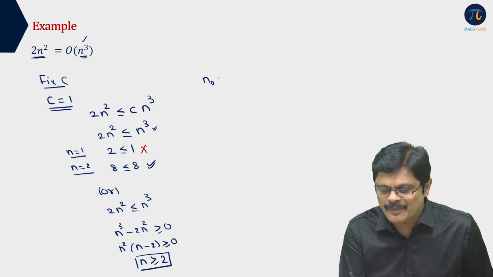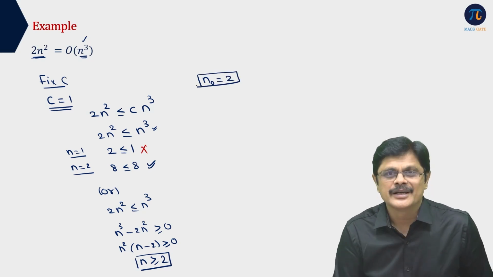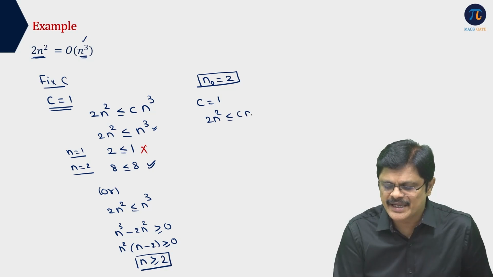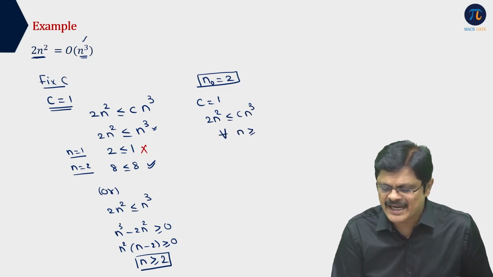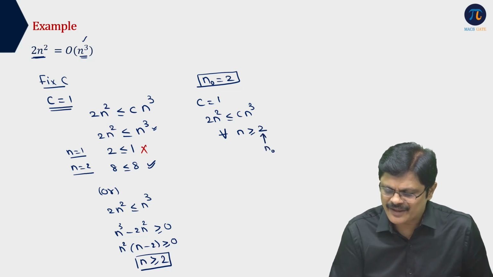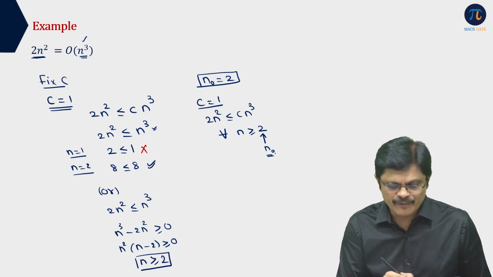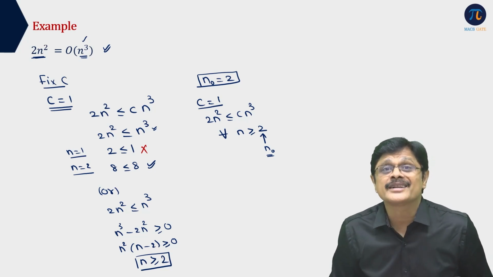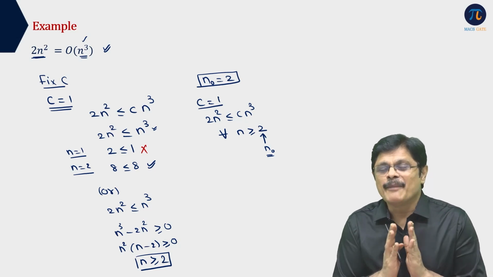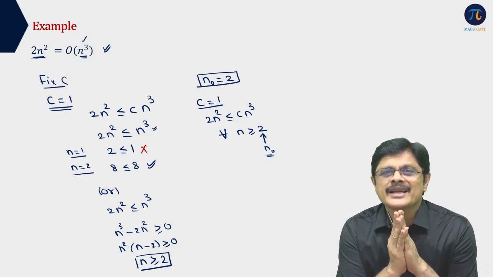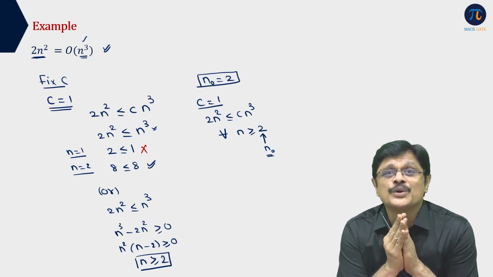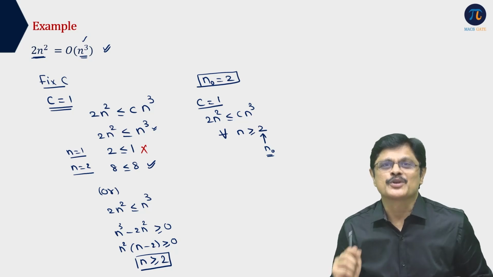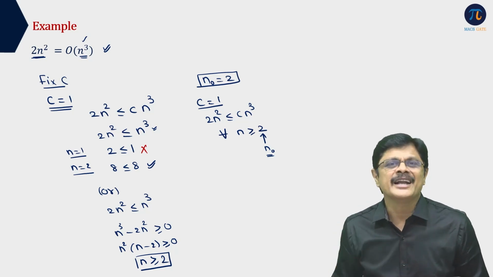So what is the n naught, my dear friends? For C is equal to 1, we have 2n square less than or equal to C into n cube for every n which is greater than or equal to 2. This is your n naught. So for a given C, we are able to find n naught. Therefore, we can say 2n square is big O of n cube. We call it asymptotic tight upper bound. Mathematically, we simply say 2n square is asymptotically smaller or equal to n cube. That is the meaning, sir. And to prove that, this is the procedure: just fix C and find n naught.